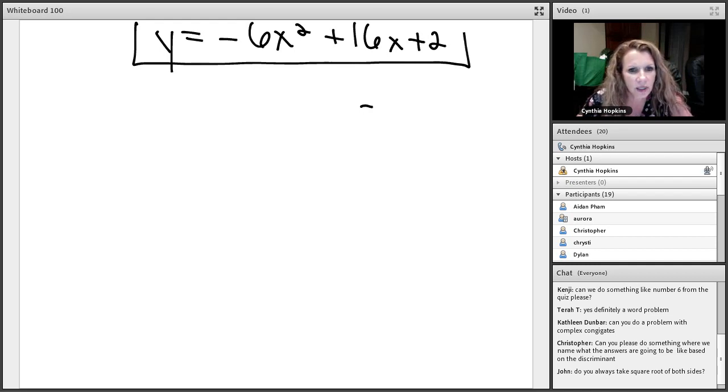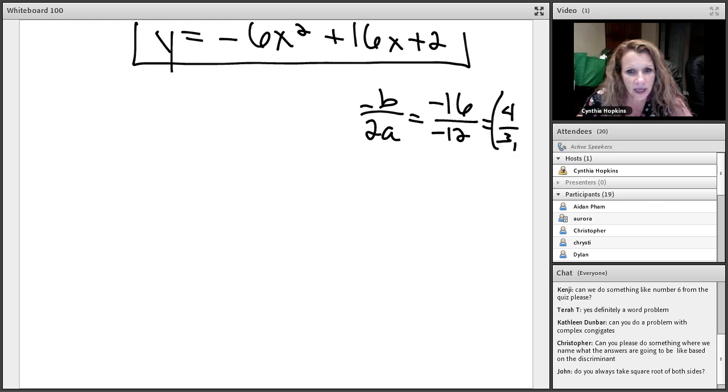So I'm going to do what I just did a few minutes ago and use -b over 2a. The opposite of b is -16. 2 times a is -12. And so I get, if I simplify by 4 and cancel my negatives, I get 4/3 for my x, and then I'm going to go and figure out my y. Okay, so I'm actually going to write my point a little bit bigger here. So 4/3 is exactly my x, and to figure out my y, you can just plug that in if you want.